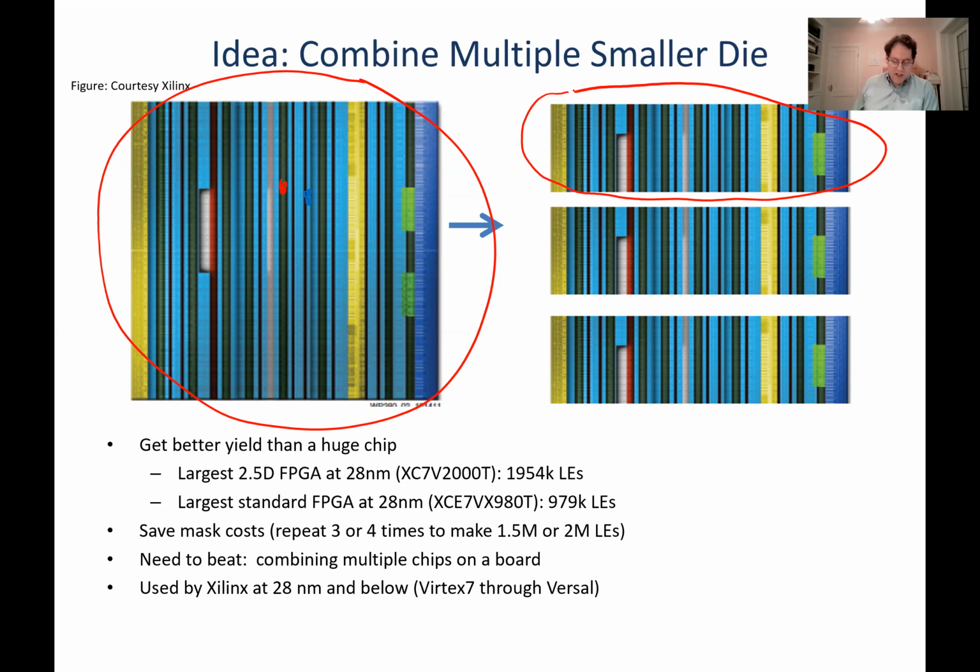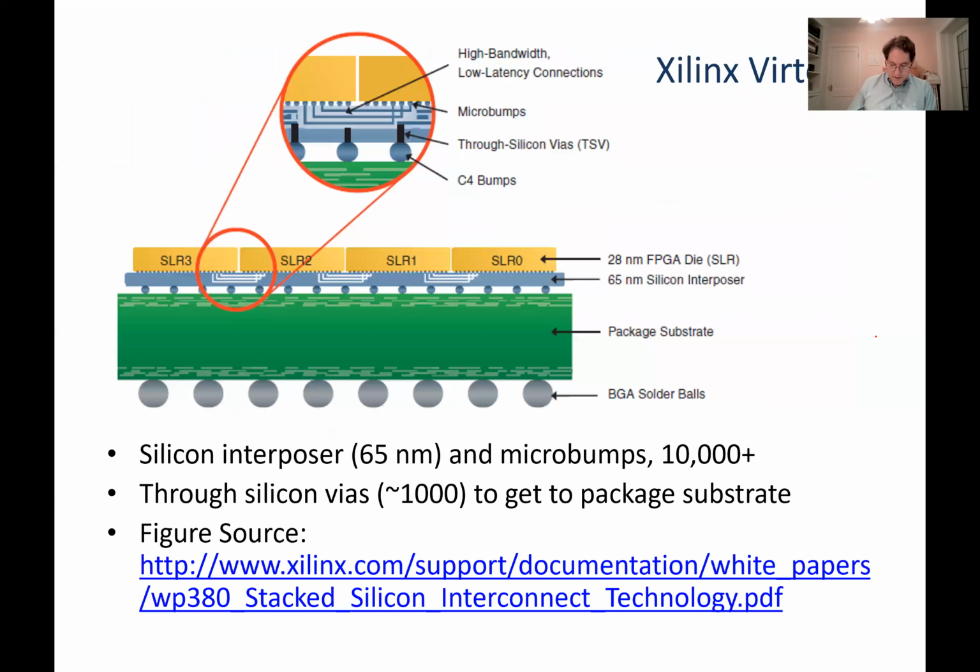But we need to beat combining multiple chips on a board. If I could just package up each one of these things in a package and stick it on a board and it works fine, then there's no real purpose in me trying to make something new that combines them in some other way. But there are cases where these do win. So it is being used, and this particular strategy is used by Xilinx at 28 nanometers and all the families after that. Okay, so how do they do it?